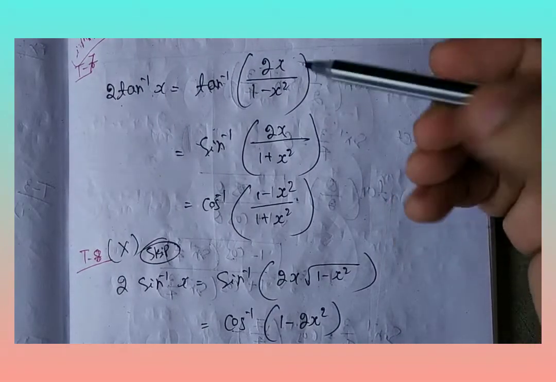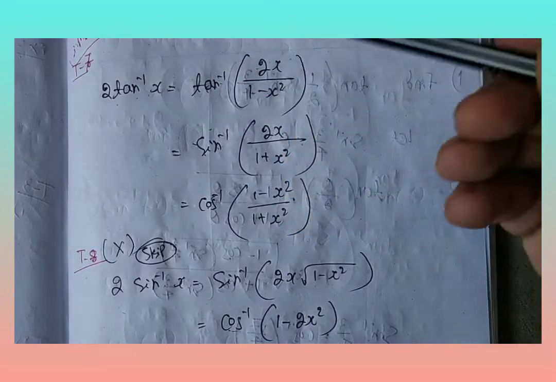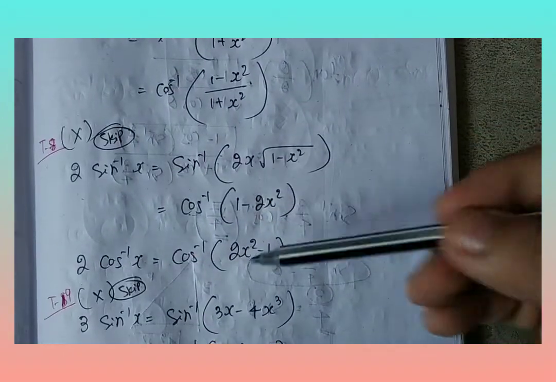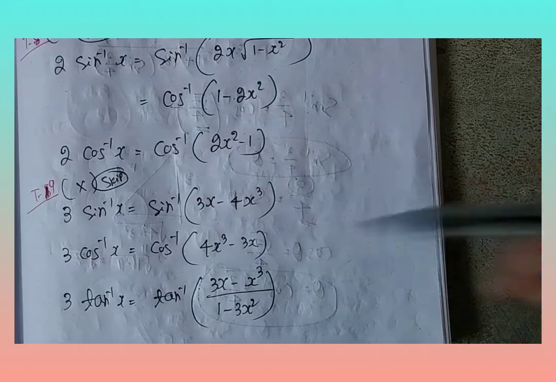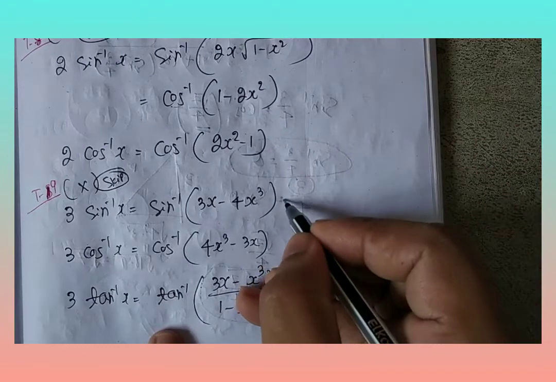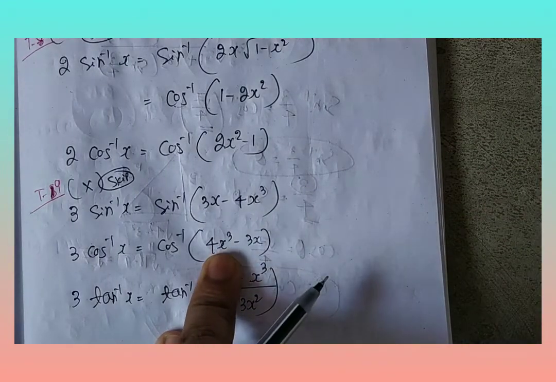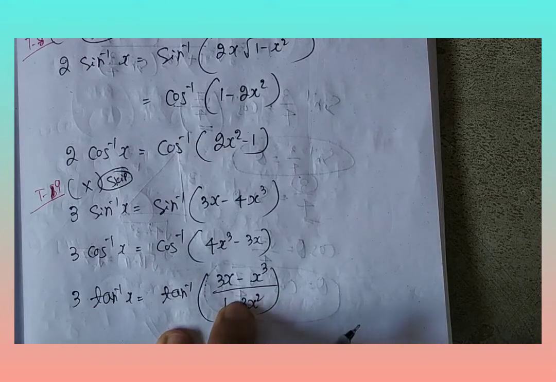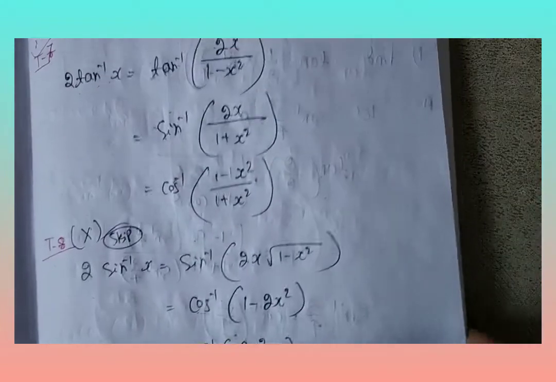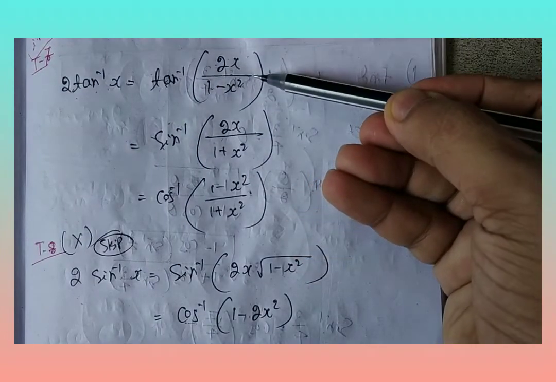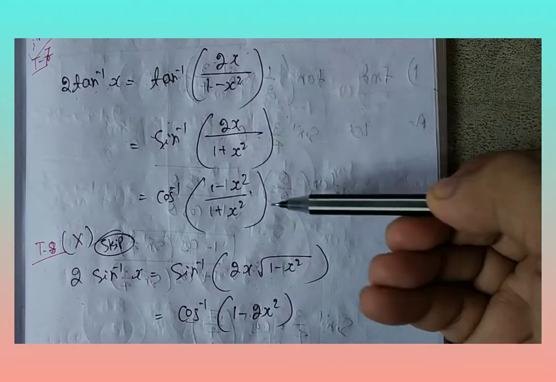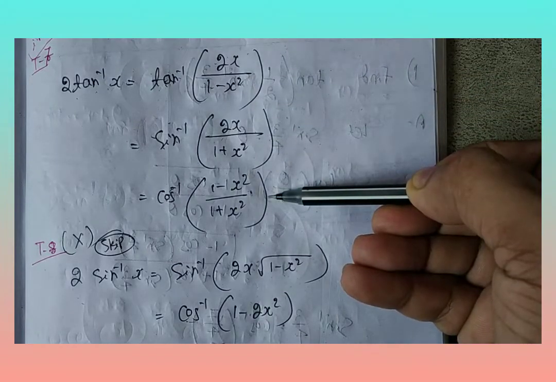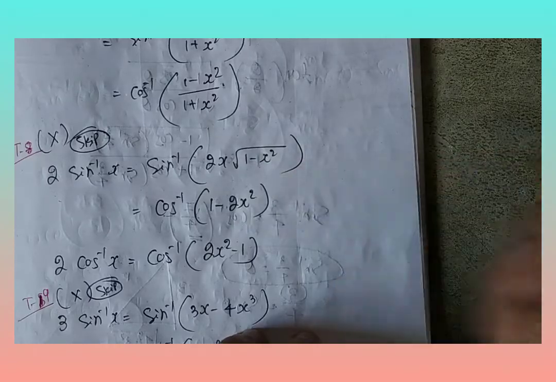Similarly, you can try the type 6-7 formula, type 8 formula and type 9 formula. Here we have to put x equal to sin theta. Here we have to put x equal to cos theta. Here x equal to tan theta. Here also x equal to tan theta. Similarly, you can do it for type 8.